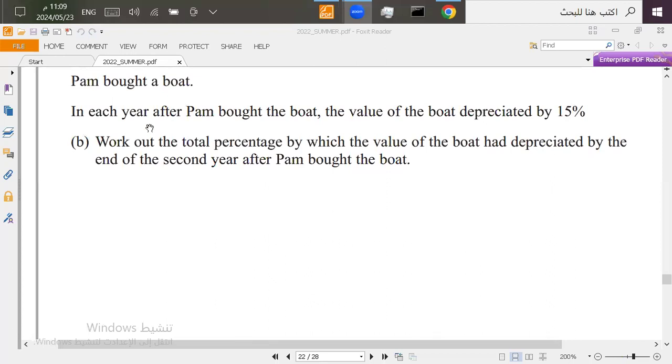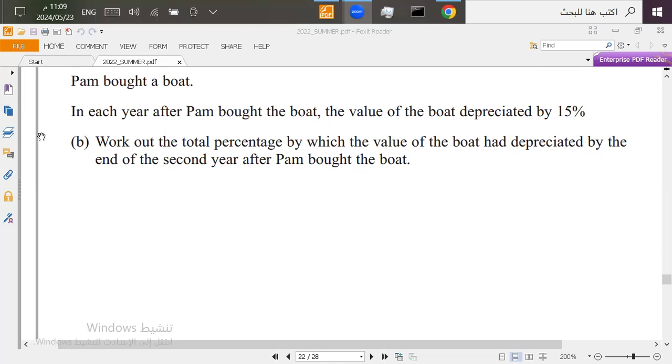Okay, so in this question here, there's no price that you're supposed to find. You're only supposed to find the total percentage by which the value of the boat had depreciated by the end of the second year after Pam bought the boat. So the word depreciated means it will decrease by 15%.